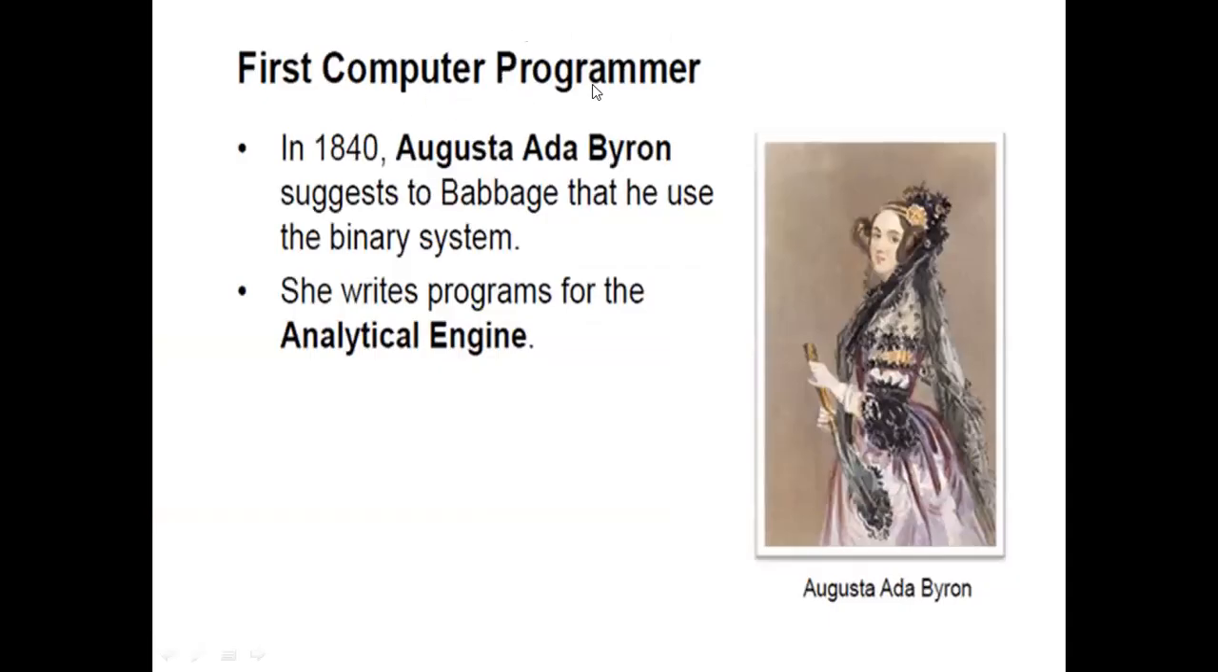First computer programmer. In 1840, Augusta Ada Byron suggested to Babbage that he use the binary system. She wrote programs for the analytical engine. Now this is the first time we get a binary language, a binary system, where we get 0 or 1 values. And she's the lady who wrote the programs for the analytical engine, and she suggested that Babbage use the binary system.